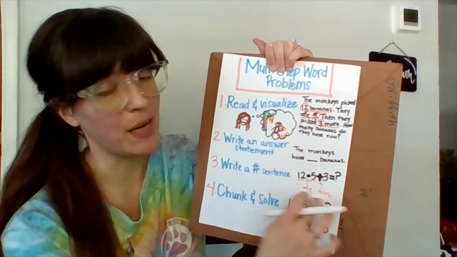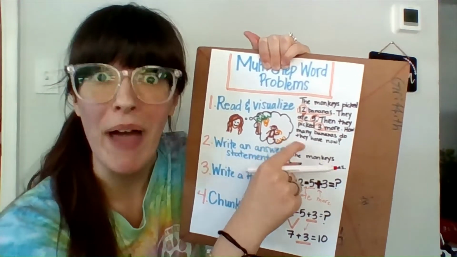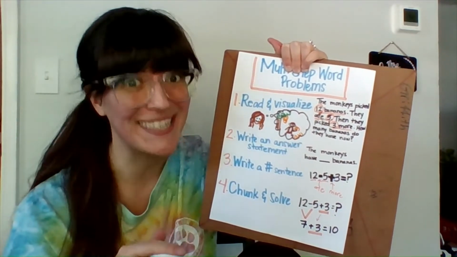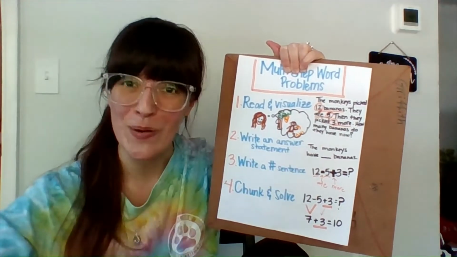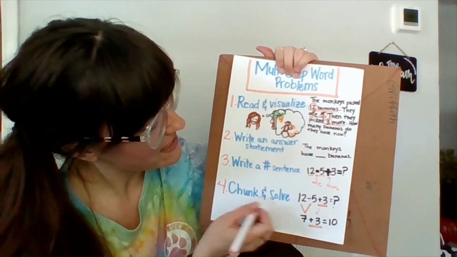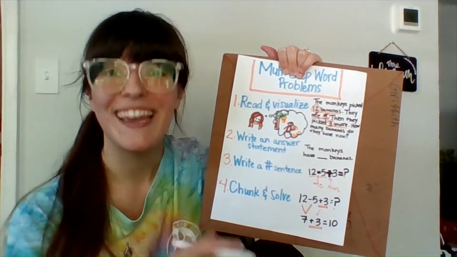So after we've written that number sentence, and notice I had to go back to the problem. You have to go back to the problem. It's not enough to just read it once. It's just like reading our text. We want to do it more than one time so that we understand what's really going on. And then this last bit is just chunk it and solve it.